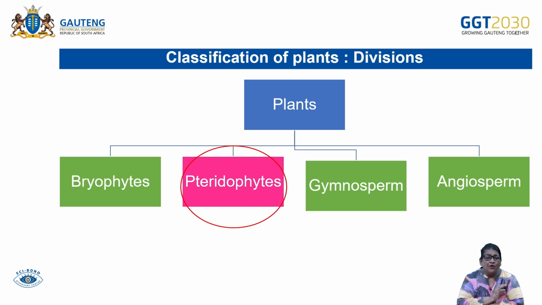Remember, moss plants have chloroplasts. They have leaf-like structures, and therefore they can make their own food. They are called bryophytes. Now, pteridophytes, learners, are a little bit taller plants. Okay, you have all heard of ferns at home. Your mom must be keeping ferns. All ferns belong to pteridophytes.